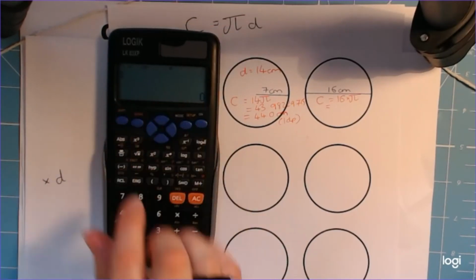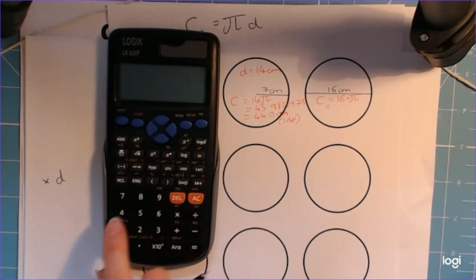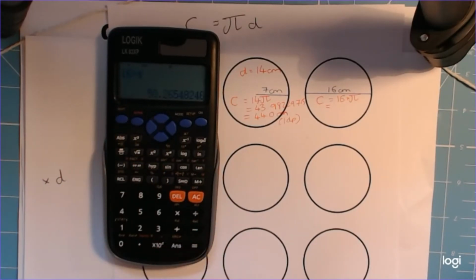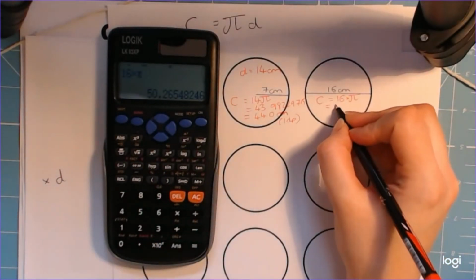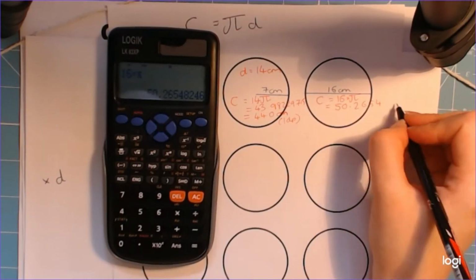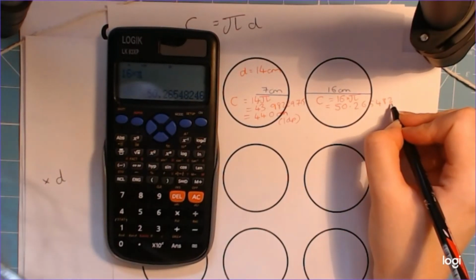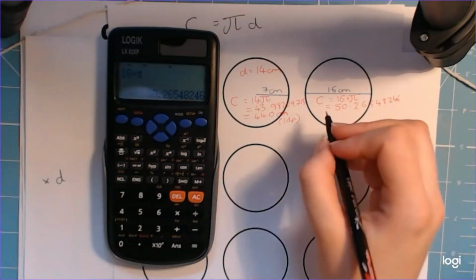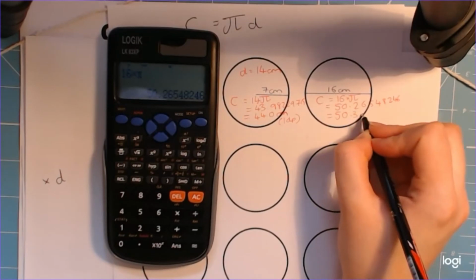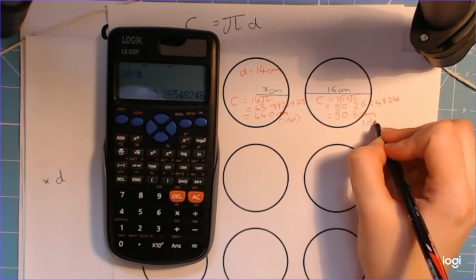And these will only come up in a calculator paper. Oh, I've turned it off. 16 times pi, which is 50.26548246, and again to 1 decimal place, that's going to be 50.3 centimetres to 1 decimal place.